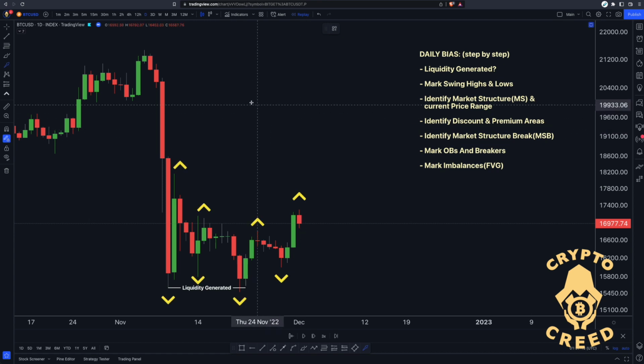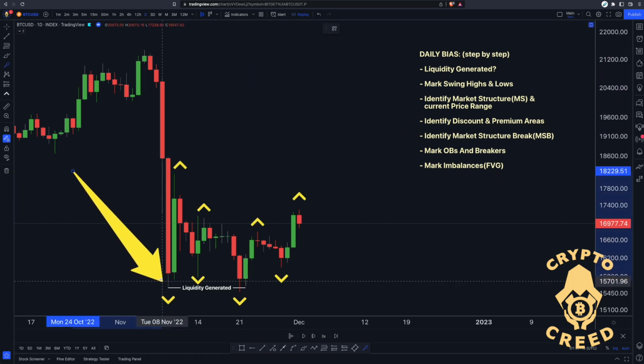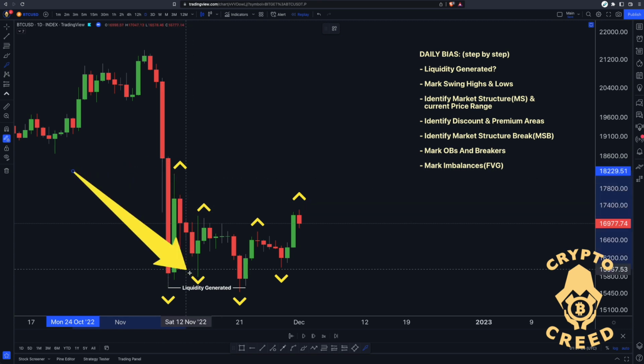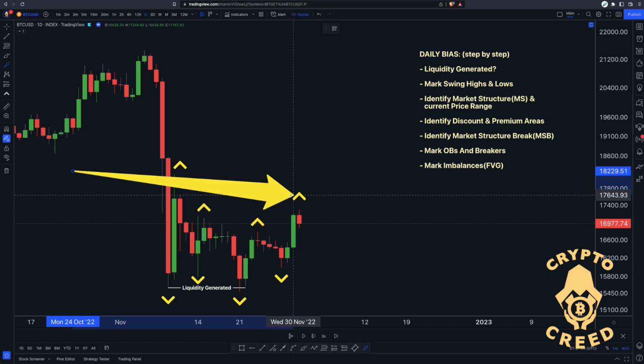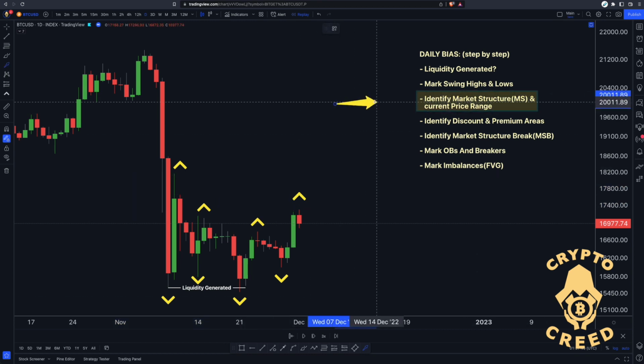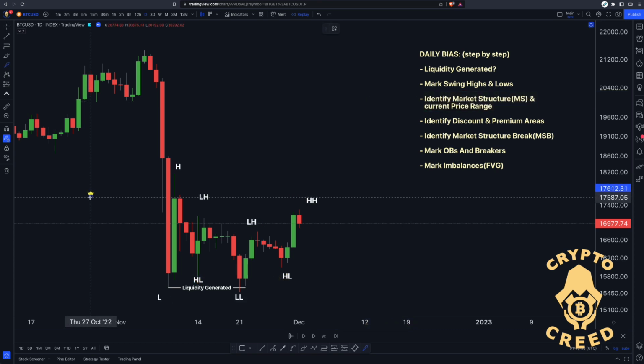So going through the chart, we mark out our swing highs and swing lows. Here we can see that price has made this swing low over here, then a swing high over here, another swing low over here, swing high, swing low, swing high, swing low, and swing high. So after marking the swing highs and swing lows, we then identify the market structure and the current price range that we have. So going through the chart, we identify how the swing highs and swing lows that we marked on the chart stand relative to each other.